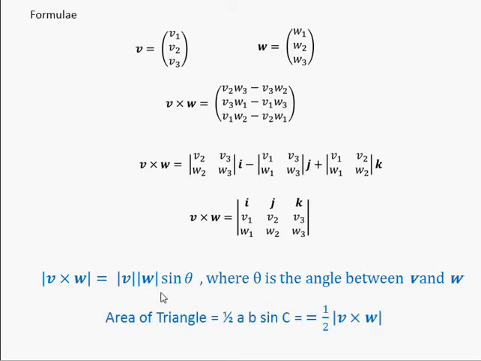The other thing to remember is you can work out the area of a triangle. If you represent two of the sides as vectors, then the magnitude of the cross product times a half will give you the area of the triangle. If you look at this, half a b sine C, two sides and the angle in between them. That's what it's all about. Hopefully you made that connection already.